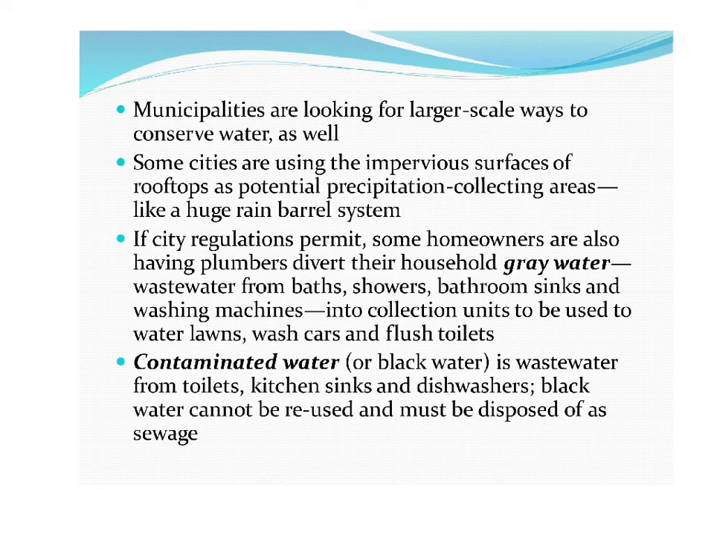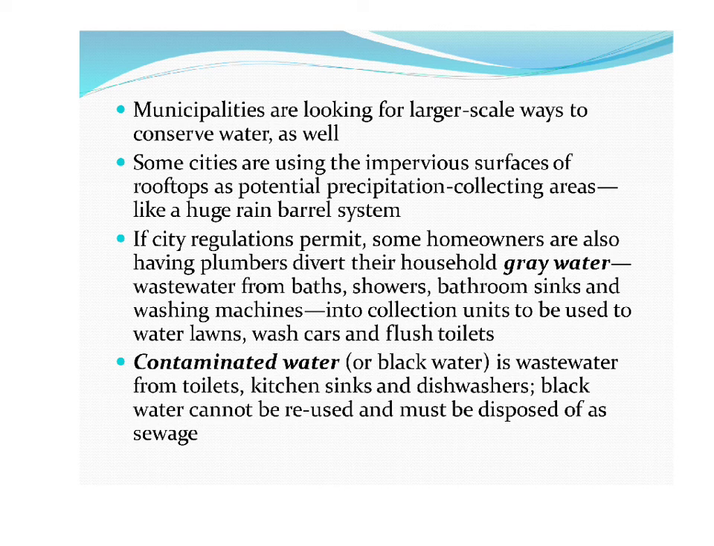Municipalities are looking for larger scale ways to conserve water as well. The ways on the previous slide were talking about domestically, individual households. How can we conserve water? Some cities are using the surfaces of rooftops, which are impervious to water, as potential precipitation collecting areas, kind of like a huge rain barrel system. If you could harness the water that falls on those rooftops and then use it for municipal use, that would be a wonderful way to conserve water.